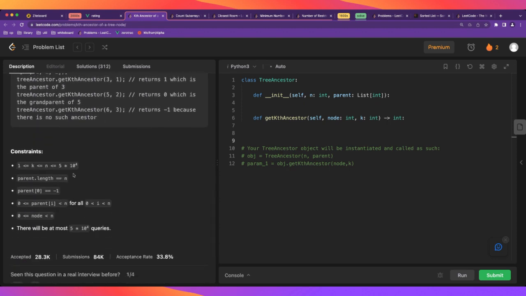In this problem, the number of nodes and k can be up to 50,000. So let's see how we can compute the ancestors for powers of 2.